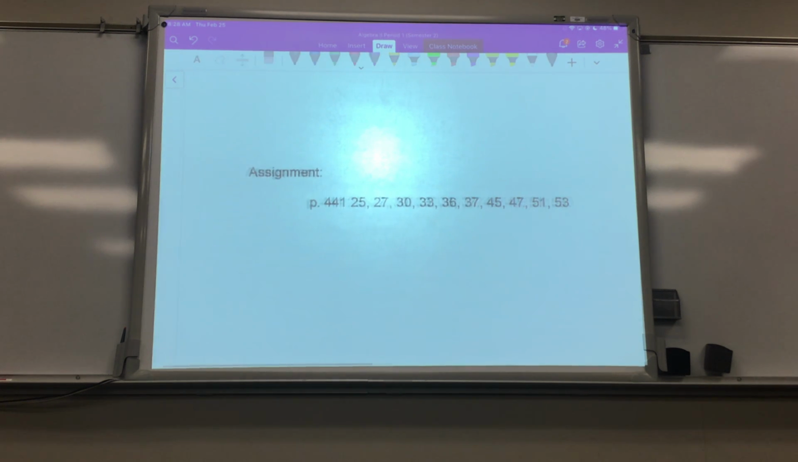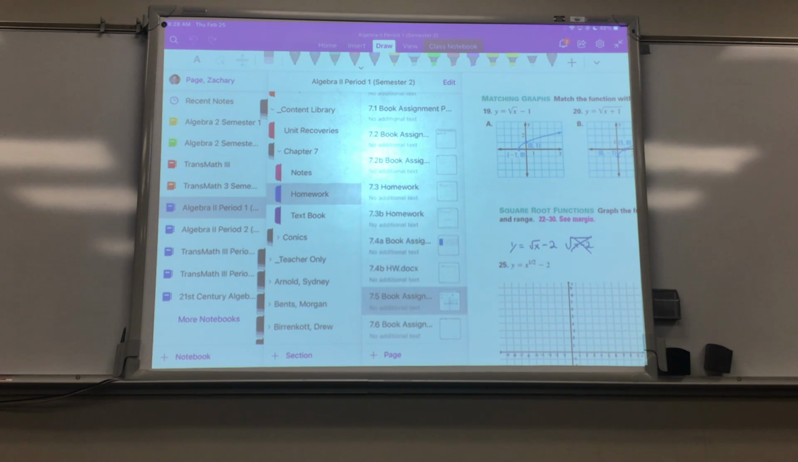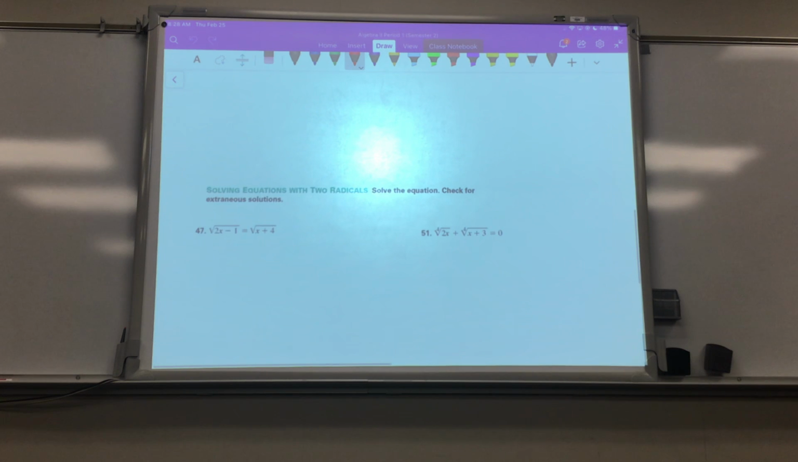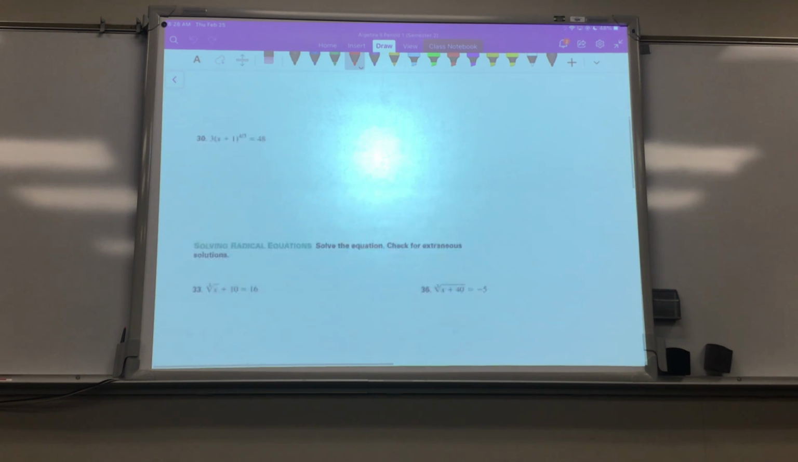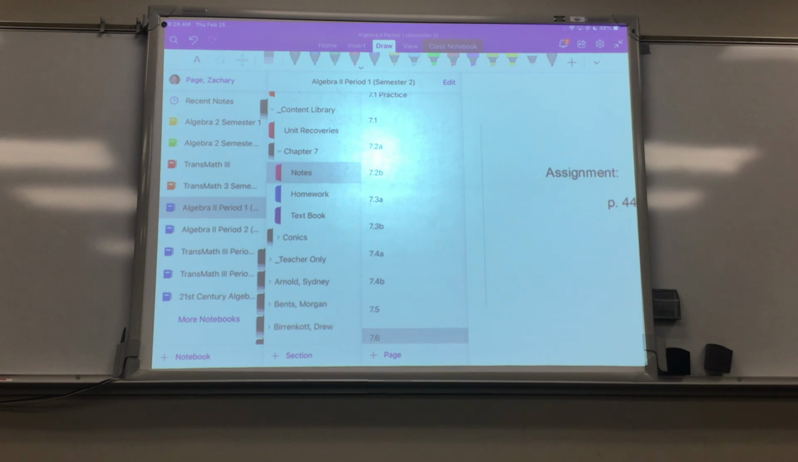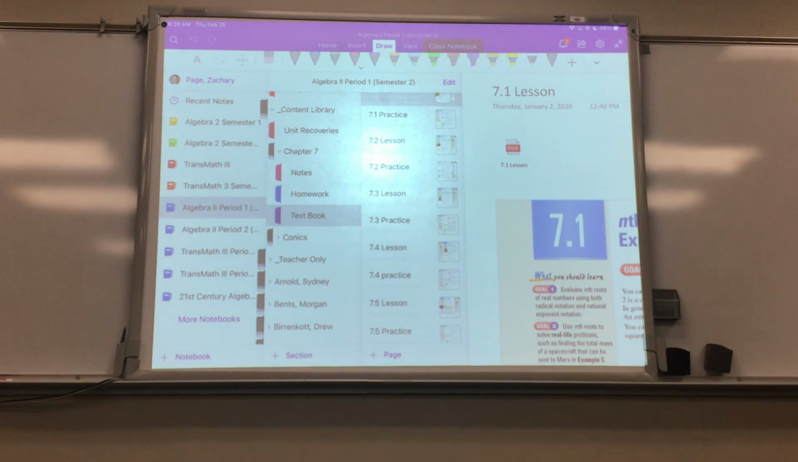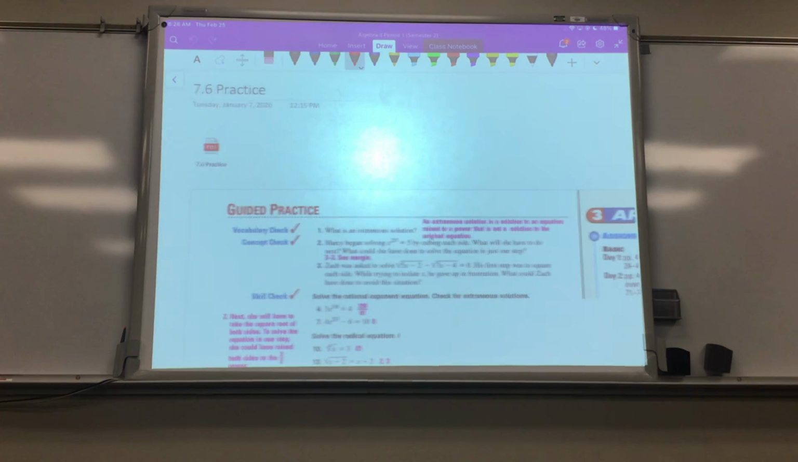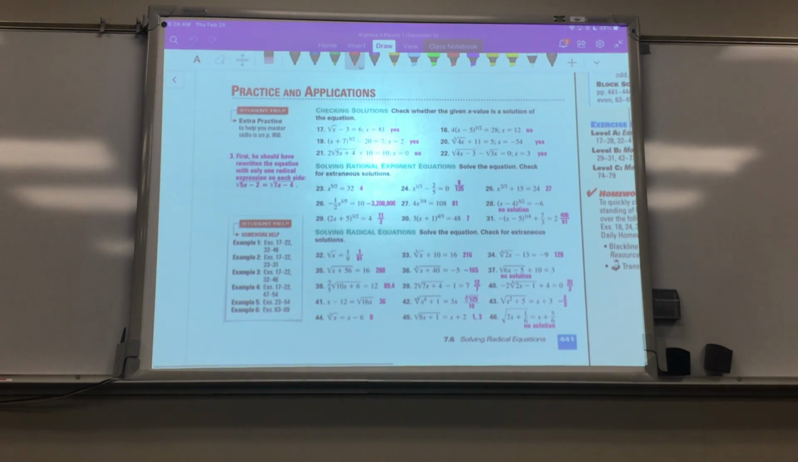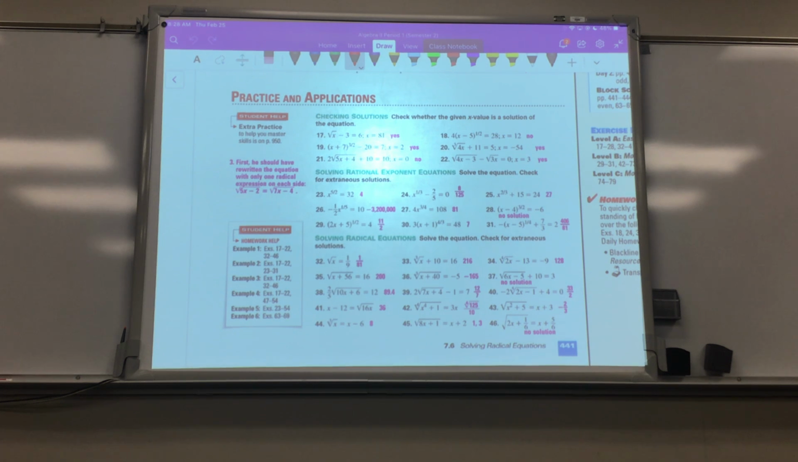Okay, so your assignment, 7.6 book assignment. Handful of equations to solve there. So again, check your answers. Make sure to go to the content library textbook. That'll be under 7.6 practice, and it'll have the solutions to those questions, right? All right, we got 6 minutes. Probably get a few done. Let's use our time wisely here.